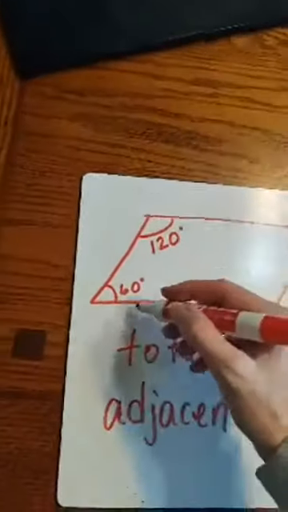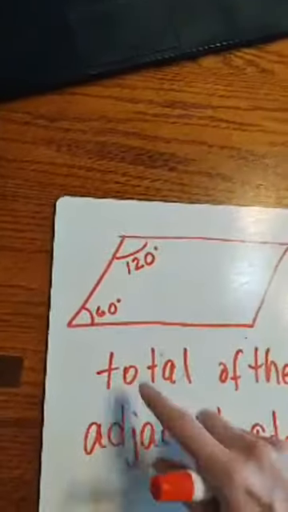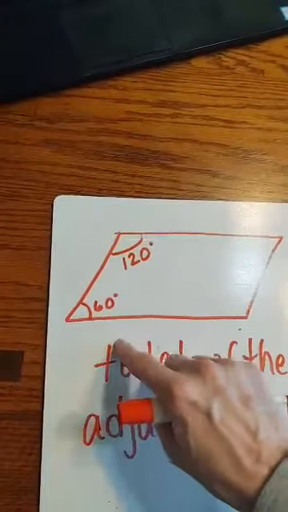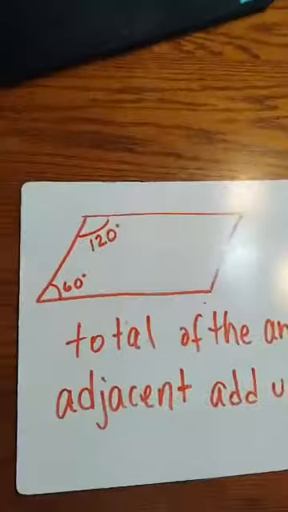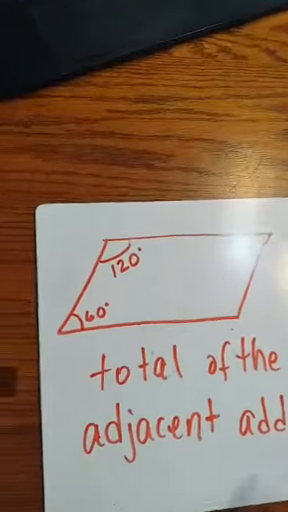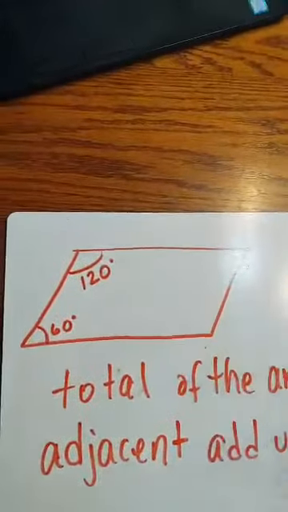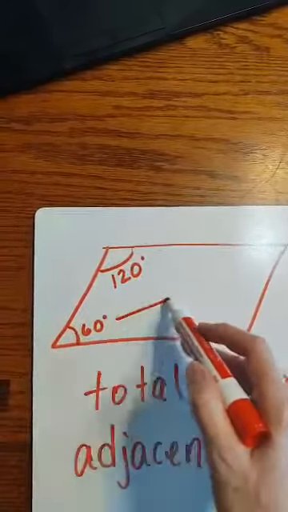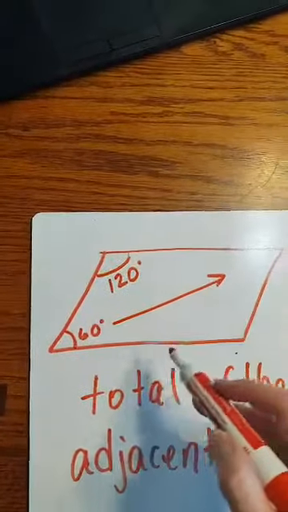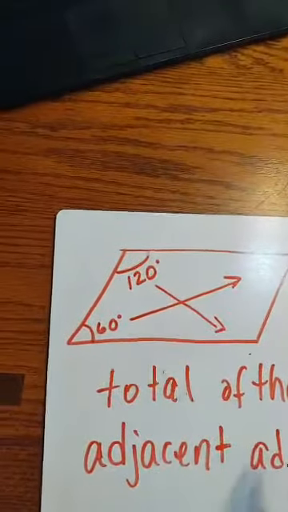Okay? So I have two angles here, and they're adjacent because they're next to each other. Okay? And they're going to add up to 180. So does 120 and 60 add up to 180? Yes, it does. Okay, so now I don't know what these two angles are over here, but I can easily find out. Okay? My diagonal angles are exactly the same as their diagonal.